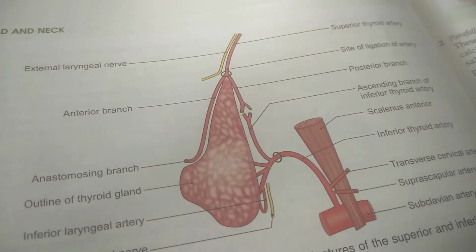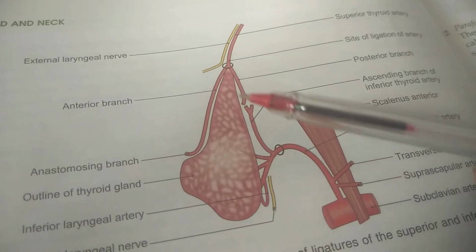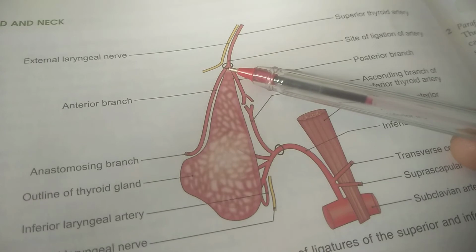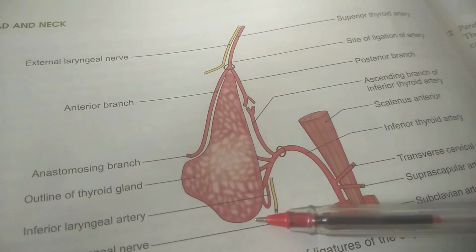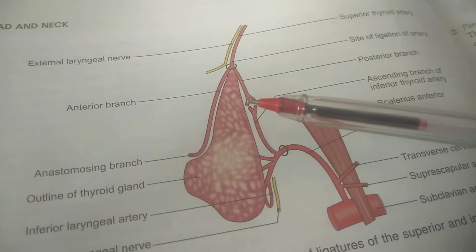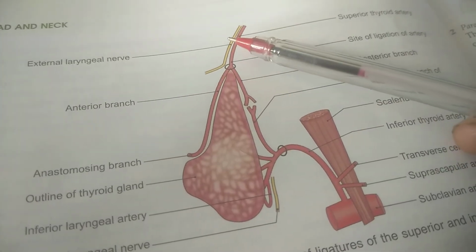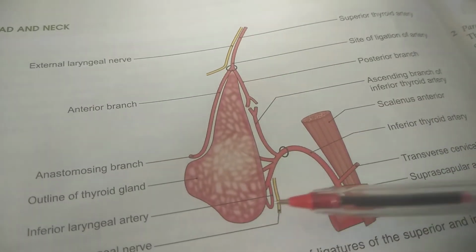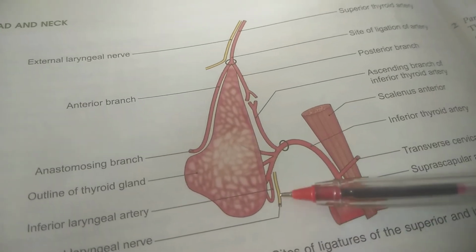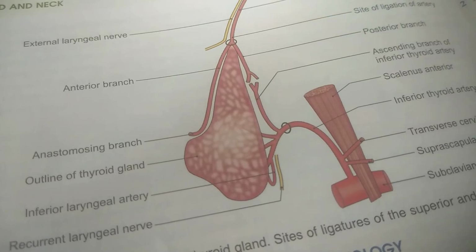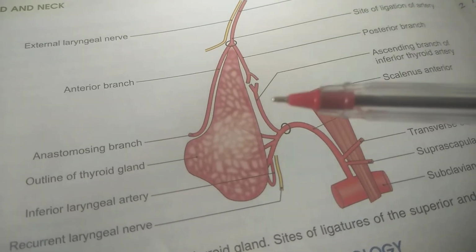Okay, again I am repeating by showing this diagram the features of each lobe of the thyroid gland. It has an apex, a base, three surfaces and two borders. The apex is related to superior thyroid artery and external laryngeal nerve. The base is related to the inferior thyroid artery and recurrent laryngeal nerve. Okay, now the relationships of the three surfaces.